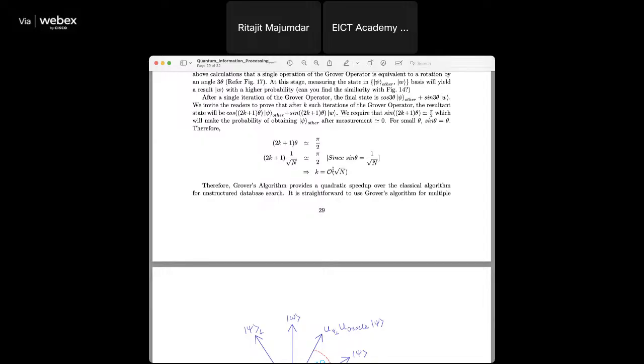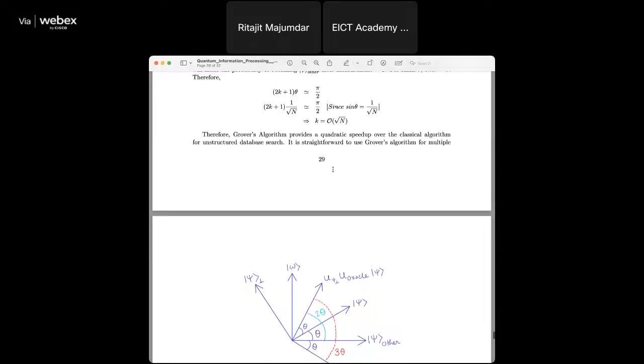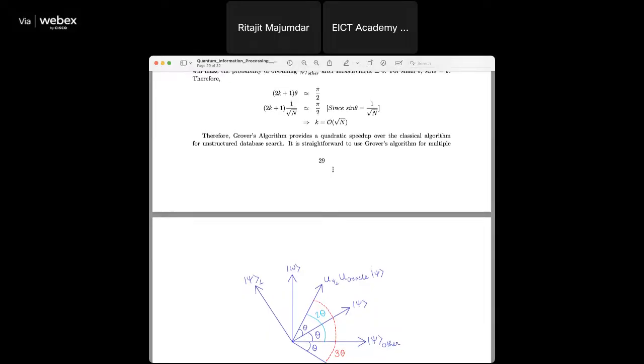What if I run it more times? What will happen if I do this exercise more than pi by 4 times root n? What do you think? Any hunch? Any thoughts?